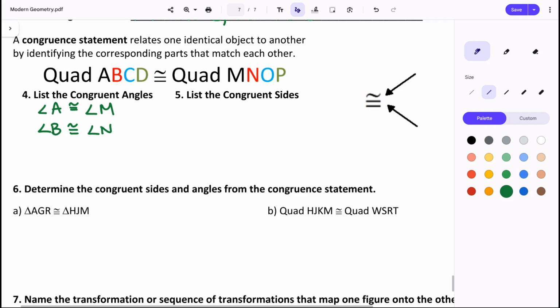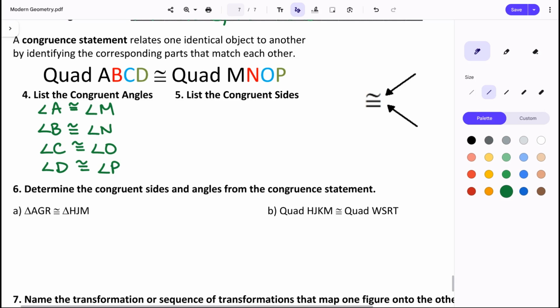What are the other pairings of angles that we could add on? C and O. Good. And then angle D and angle P. Make sure you're using the correct symbol there. We want that angle symbol in front of all those letters. We want the congruent sign in between because we're saying these two angles from the two different shapes should match and look the same if I had a picture.